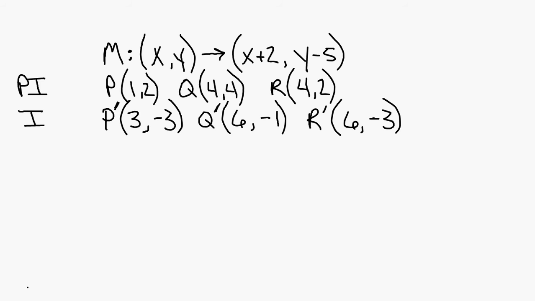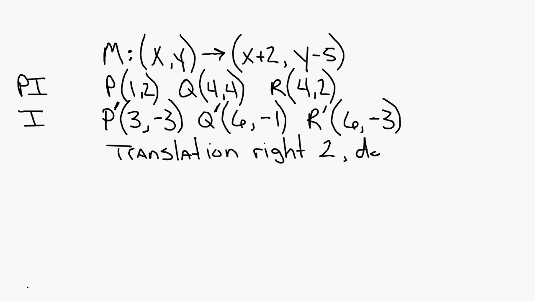The second part of the question is identify and describe the transformation. Well, what type of transformation was that? Translation. It was a translation. Good. Translation. Right, how many? Right 2, and down 5. It is kind of simple. It's just a matter of seeing the notation and then being able to apply the rule to decide what transformation occurred.